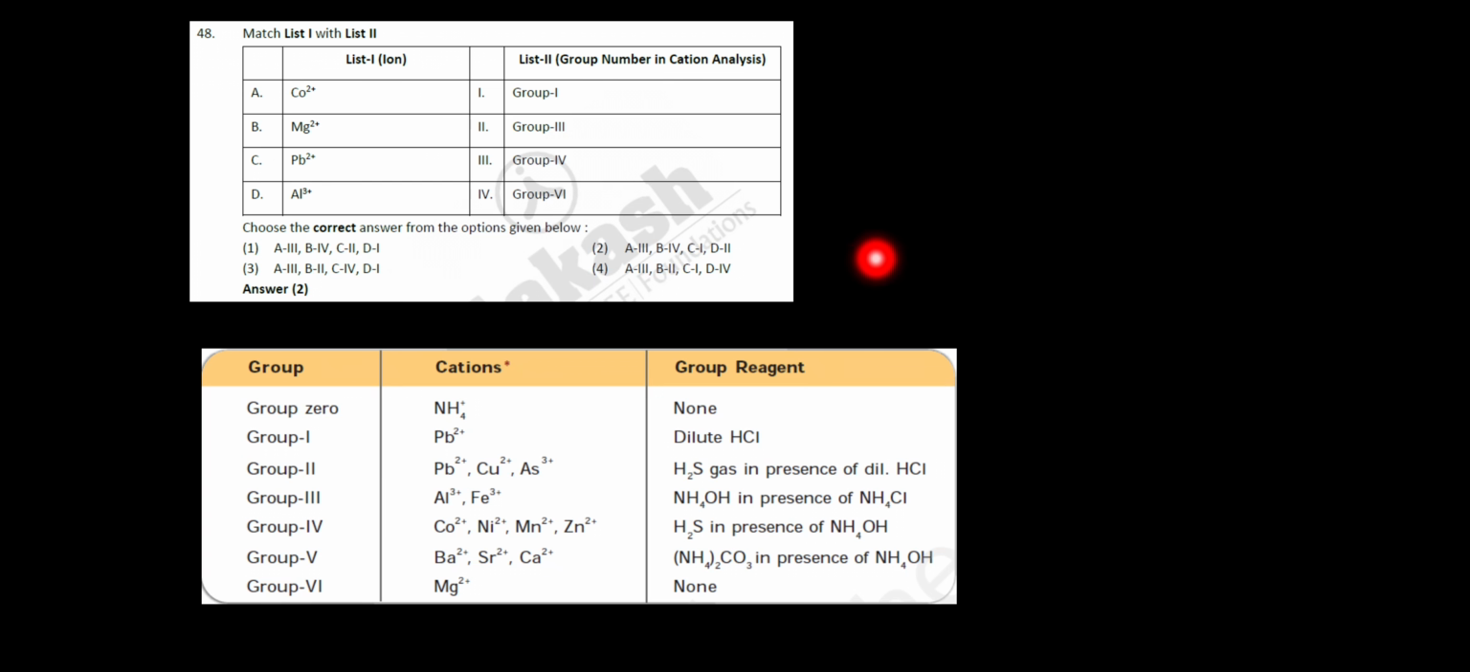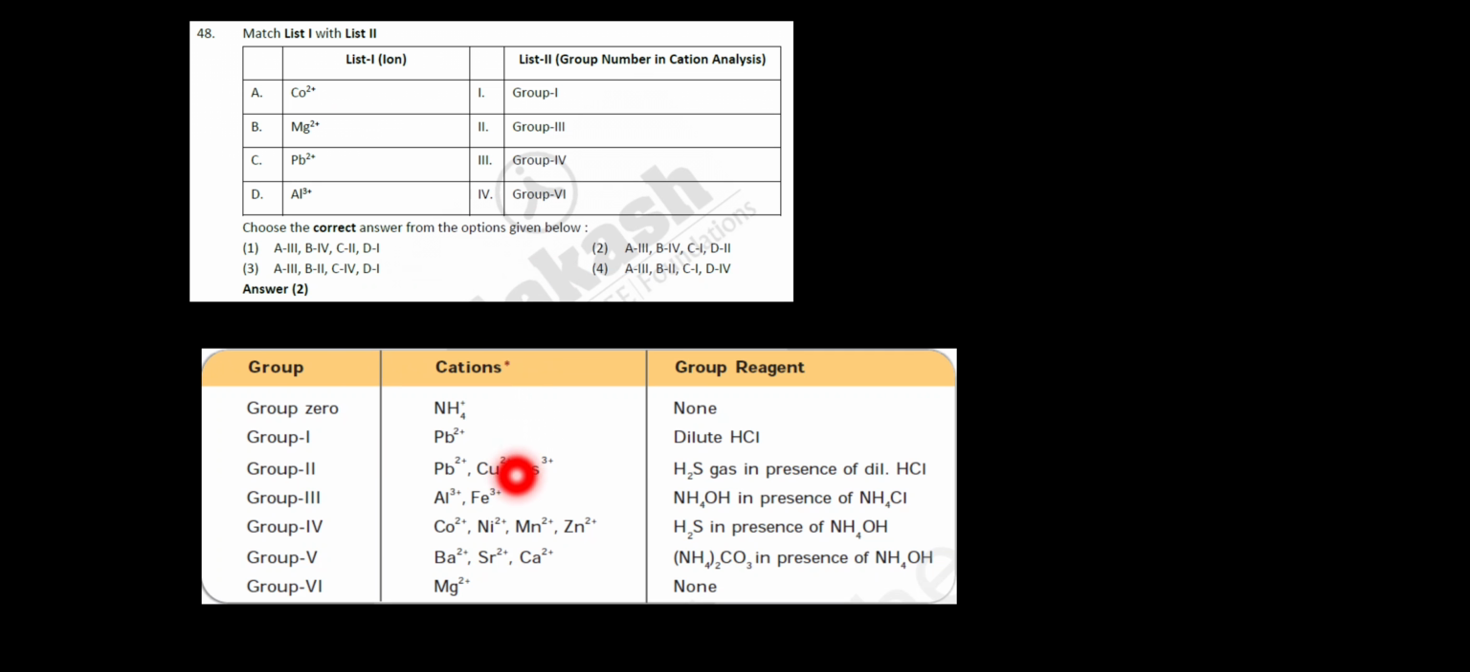Now this was a straightforward theory-based question. If you know this table, then you can answer. These are the group names. This is a very old nomenclature of putting cations into groups. Cations are assigned into some groups, and then there are reagents that can be used to identify or detect these cations. This is called a qualitative test for cations. These tests can be used to identify whether these cations are present in a mixture or not.